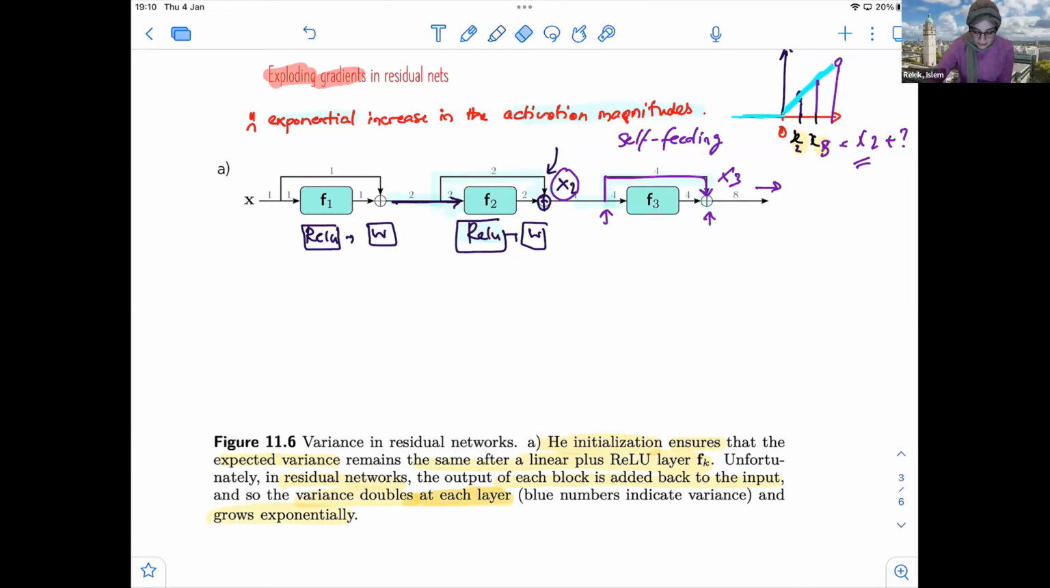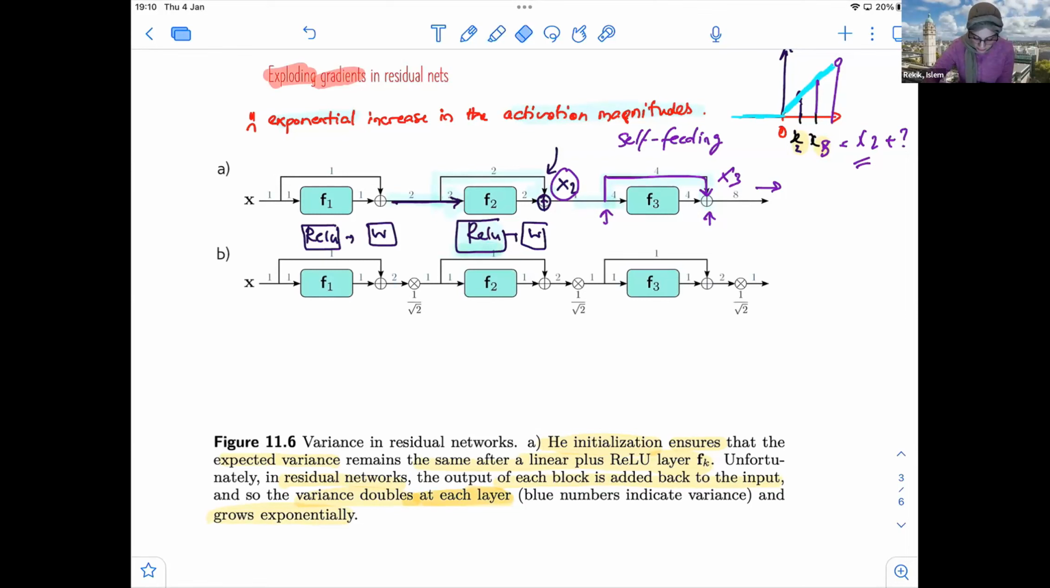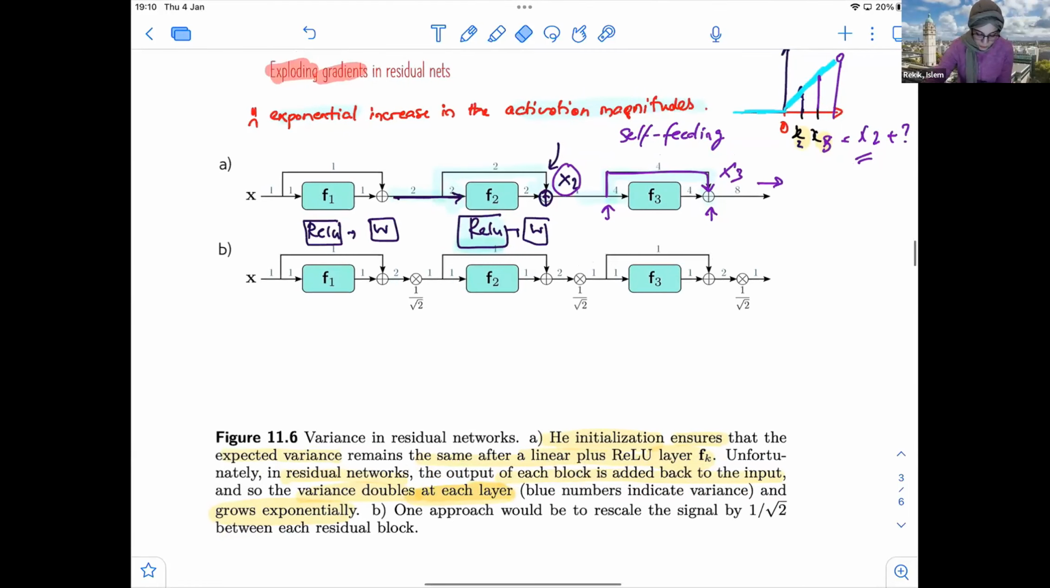All right. Now let's look at the second case. In the second case, it's the same network, but in this network I'm going to remove these guys.